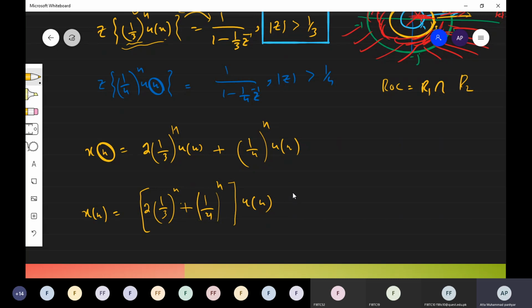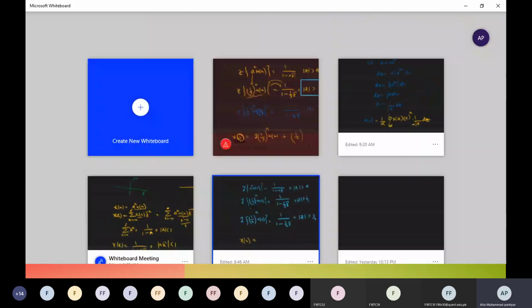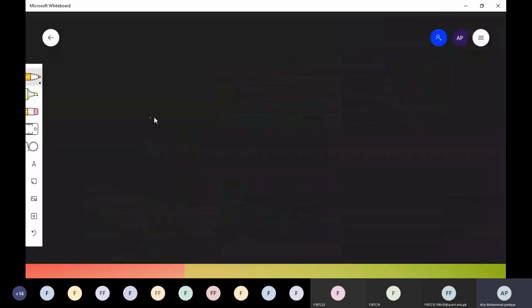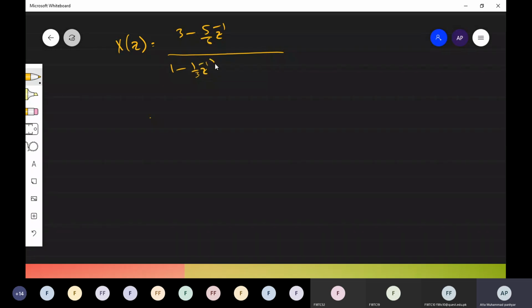But there may be another variation to this problem as well. For example, if someone says that our X(z) is (3 minus 5/6 z^-1) upon (1 minus 1/3 z^-1)(1 minus 1/4 z^-1), and the region of convergence is 1/4 < |z| < 1/3.